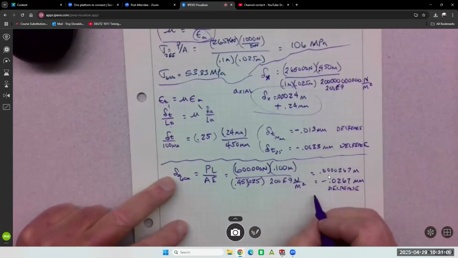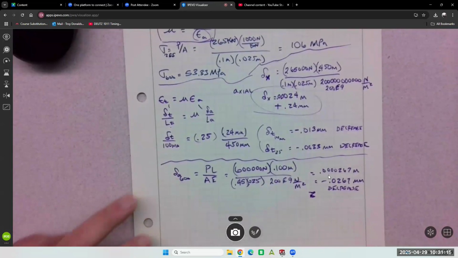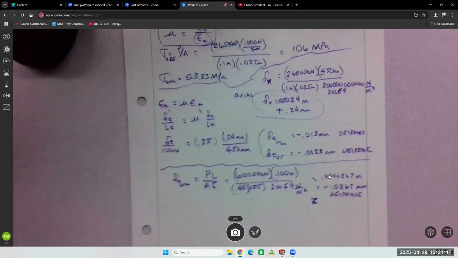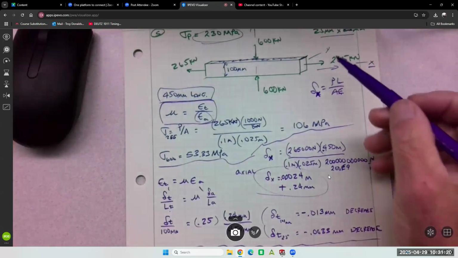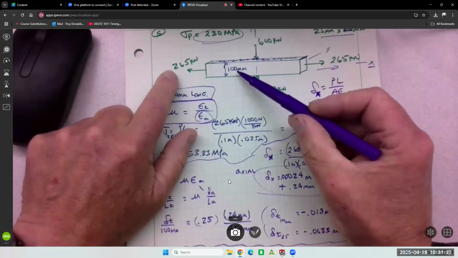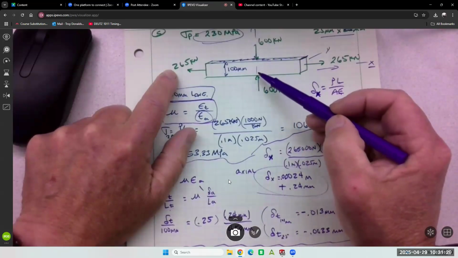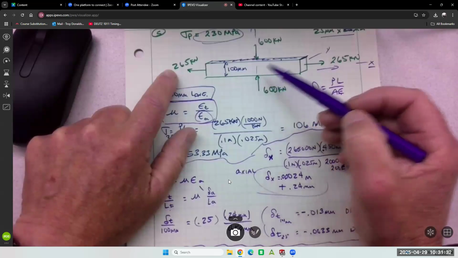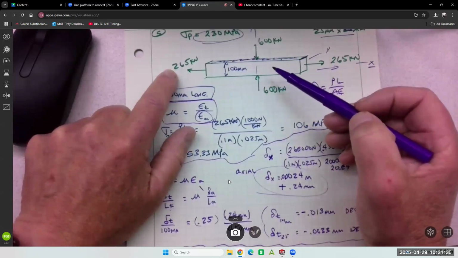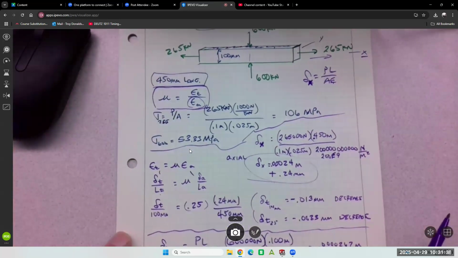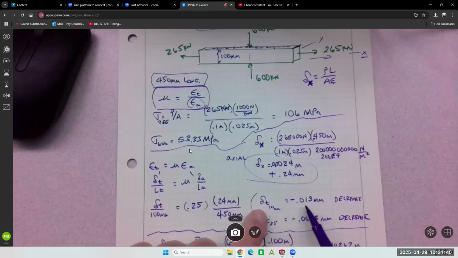And that's in the Z direction is what I called it originally, or transverse to the 265 force, right? So 265 was doing what to the 100 millimeters? It was decreasing it. 600 is doing what to the 100 millimeters? Decreasing it. So that's an additive negative. It's an additive decrease, right? So we have to find that number. It's right here, 0.013, and the 0.0267 get added together for the full change of the 100.